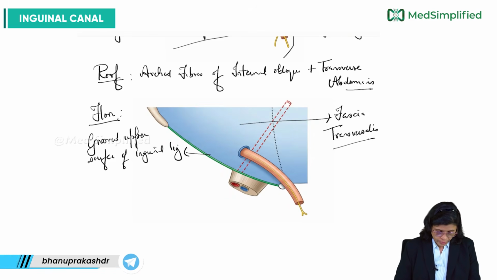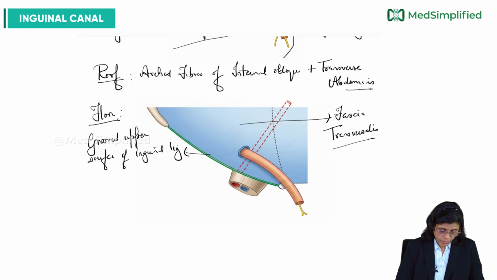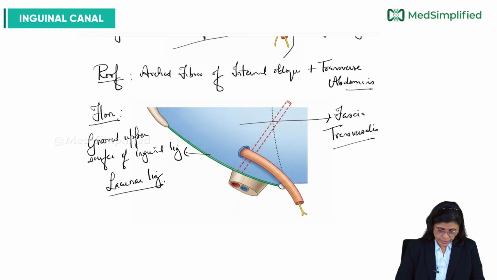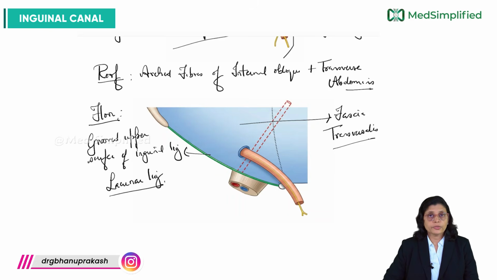So the grooved upper surface of the inguinal ligament, as well as we also see the abdominal surface of the lacunar ligament at the medial part. Okay, so the floor is formed by the grooved surface of the inguinal ligament, and in the medial most part we will see the lacunar ligament. So these are the boundaries of the inguinal canal.